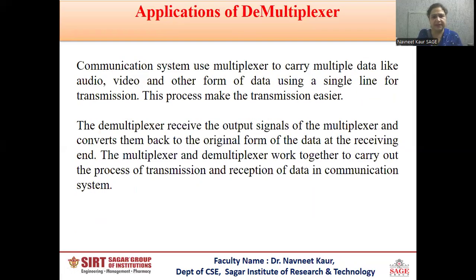Now for the demultiplexer, the demultiplexer receives the output signals of the multiplexer and converts them back to the original form of the data. The multiplexer and demultiplexer work together to carry out the process of transmission and reception of the data in the communication system.